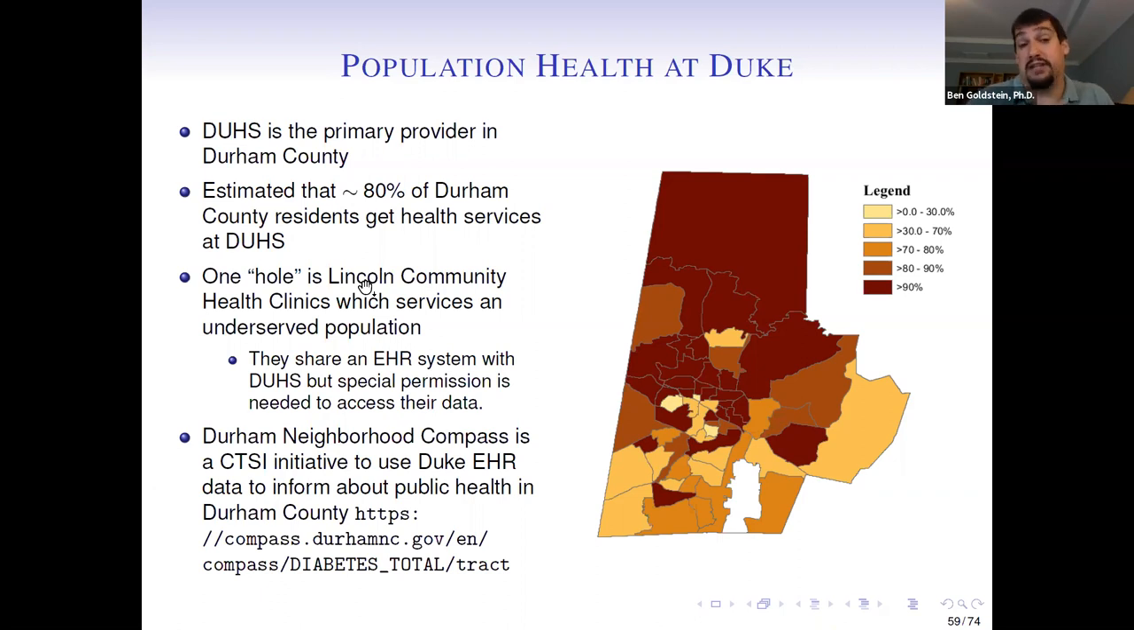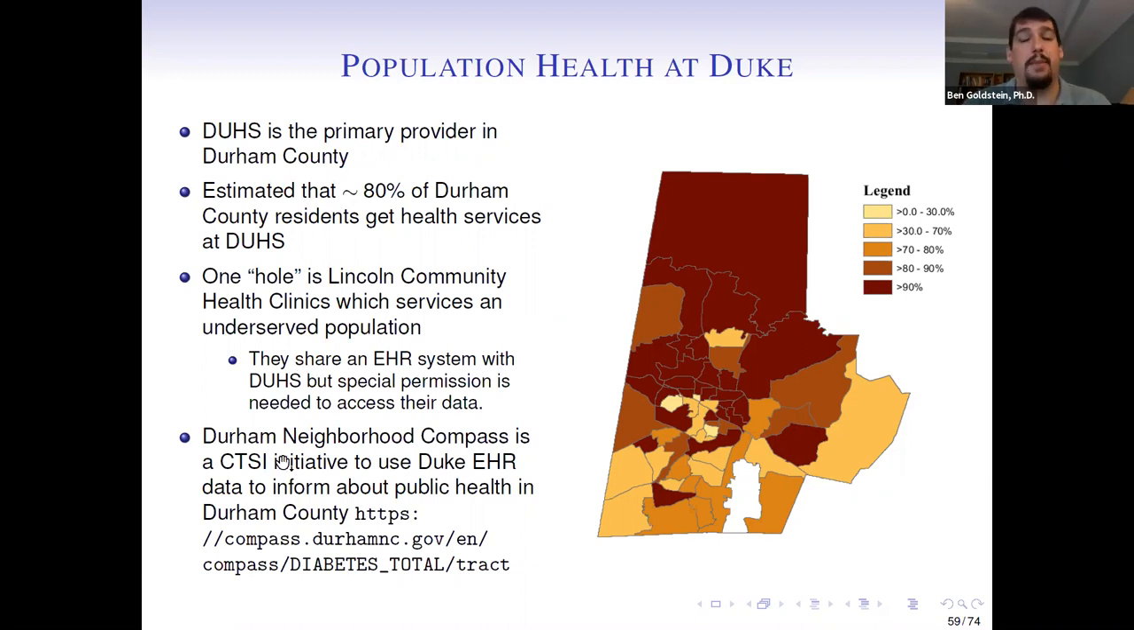One hole, and it's actually a really important hole to note at Duke, is that there's Lincoln Community Health Clinics, which is a federally qualified healthcare provider that serves an underserved population. They share an EHR system at Duke, but special permission is needed to access their data. We are working on data use agreements with them, but you may not see data, particularly if you think about population health, from the poorest members of our community who are more likely to go to Lincoln Health Clinics than they are to go to a Duke primary care.